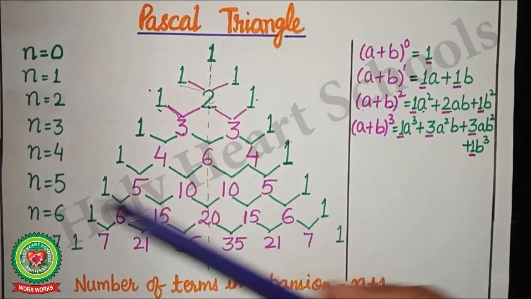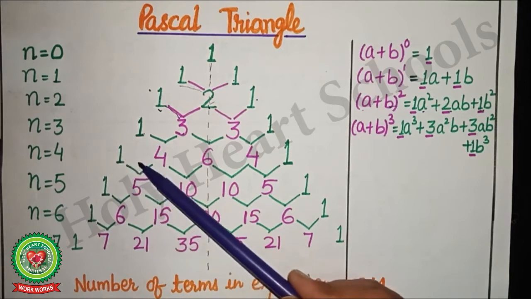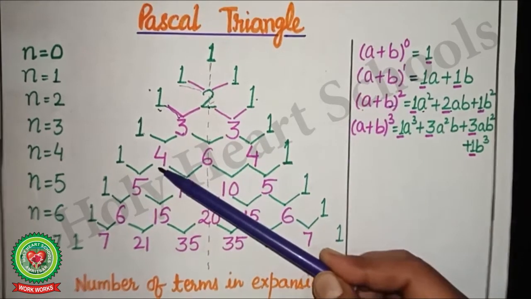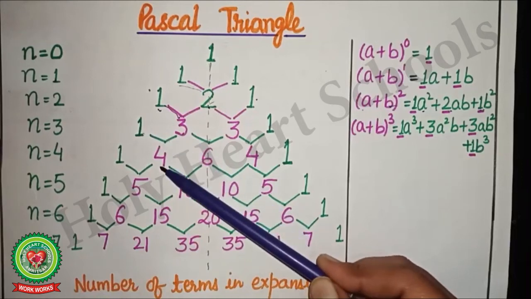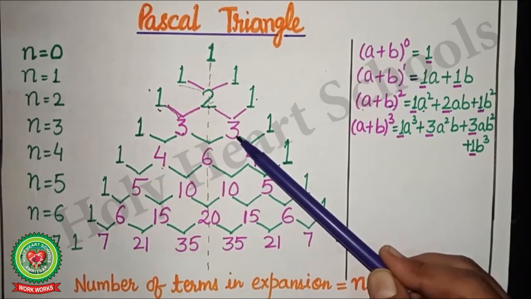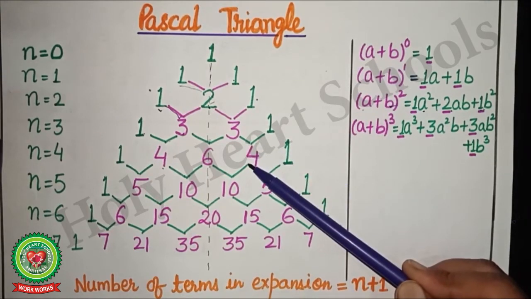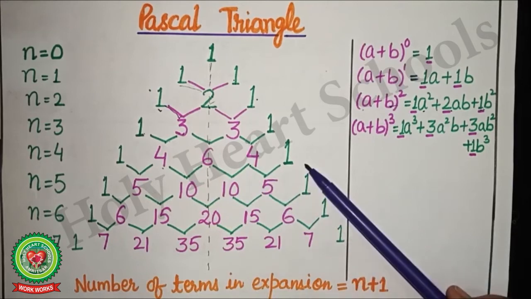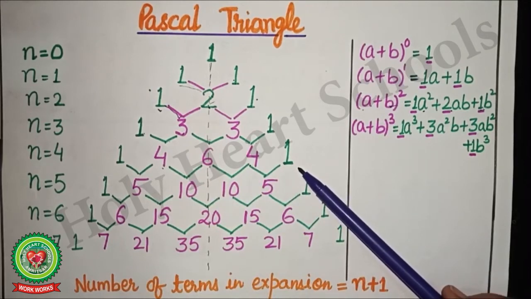Now check for n is equal to 4. Again 1 in the starting, 1 in the end. Now middle terms will be 3 plus 1, 4. Here 3 plus 3 is 6. 3 plus 1 is 4. So coefficients will be 1, 4, 6, 4, 1 for n is equal to 4.